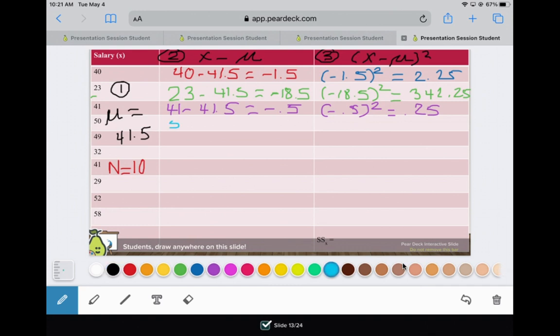This one, 50 minus 41.5. That would give me 8.5, and then I'm going to square it. Let's see what that is.